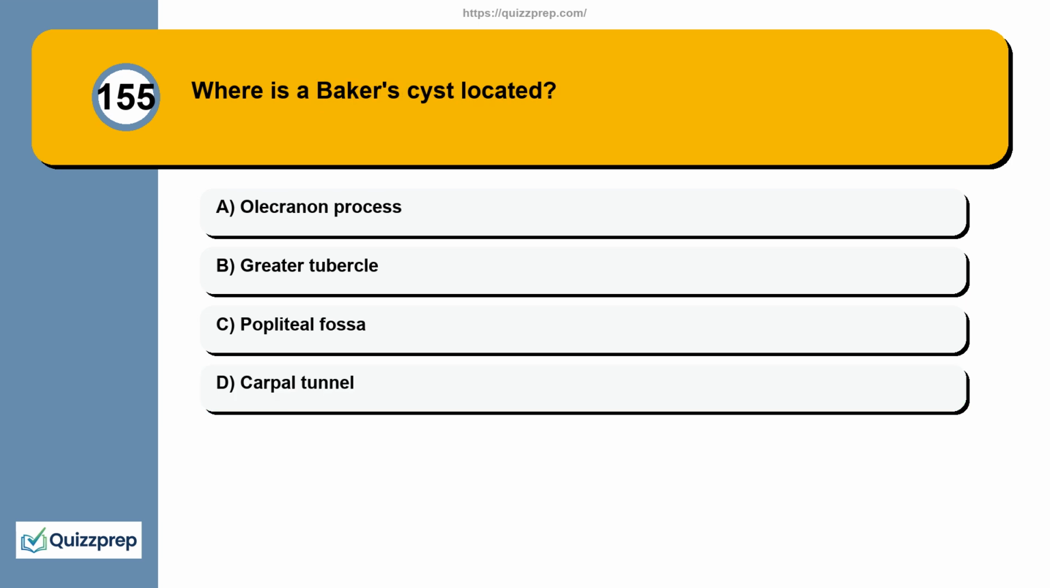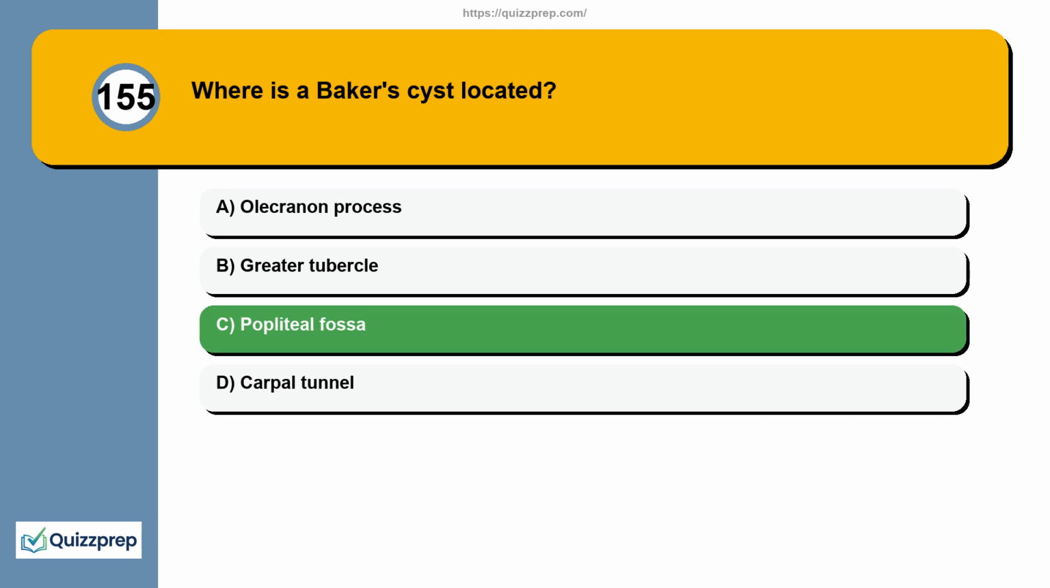Where is a Baker's cyst located? Option A, olecranon process. Option B, greater tubercle. Option C, popliteal fossa. Option D, carpal tunnel. The correct answer is option C, popliteal fossa.